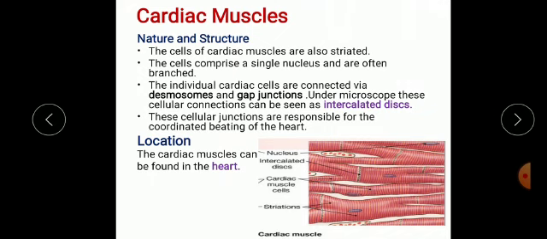Cardiac muscles. The cells of cardiac muscles are also striated. The cells comprise a single nucleus and they are often branched. The individual cardiac cells are connected via desmosomes and gap junctions. Desmosomes and gap junctions are cellular connections. Under a microscope, these cellular connections can be seen as intercalated discs. These cellular junctions are responsible for the coordinated beating of the heart. The cardiac muscles can be found in the heart.